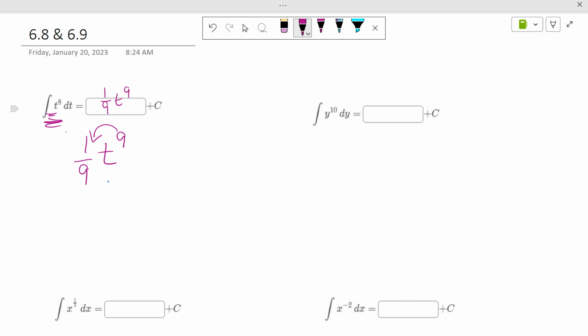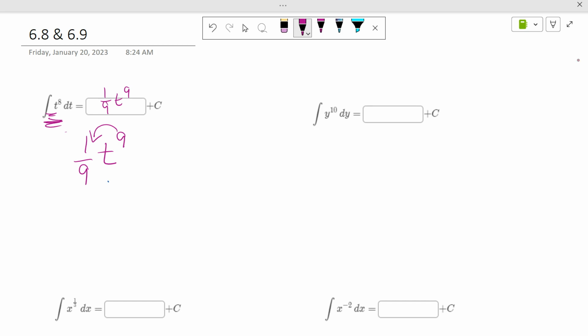Well, what if this was like 4 and we took the derivative of it? What's the derivative of 4? 0. So it disappears. So that's what we get. So 1/9 t to the 9th. Okay. So Andrew was kind of remarking about m plus 1 and this and that. And oh, he was totally on it.